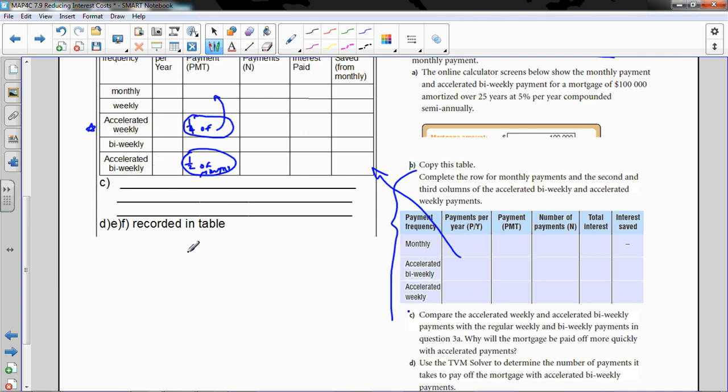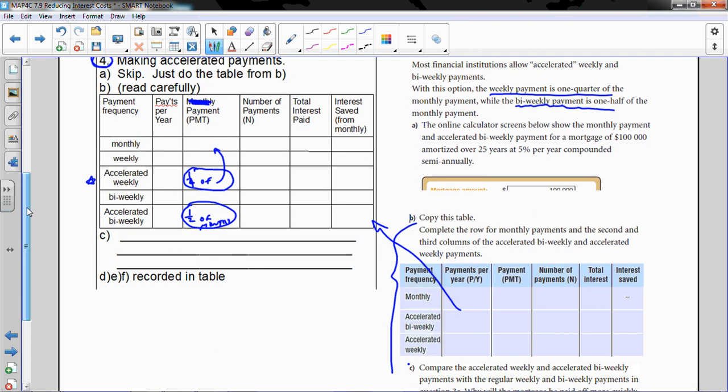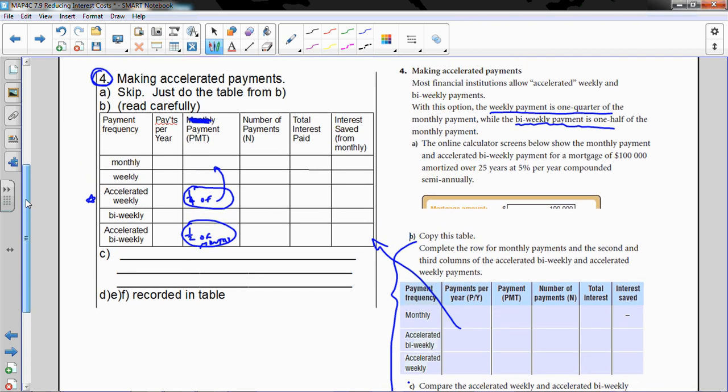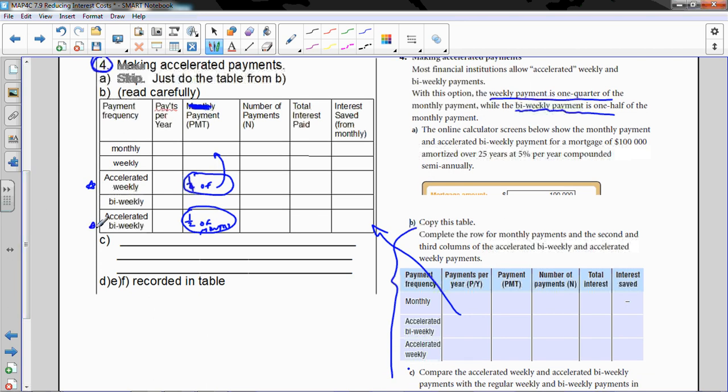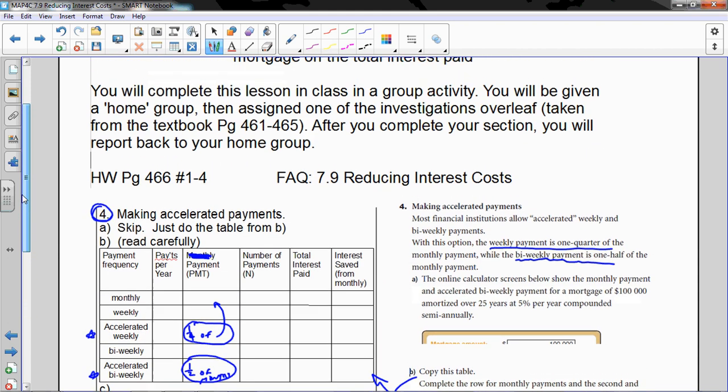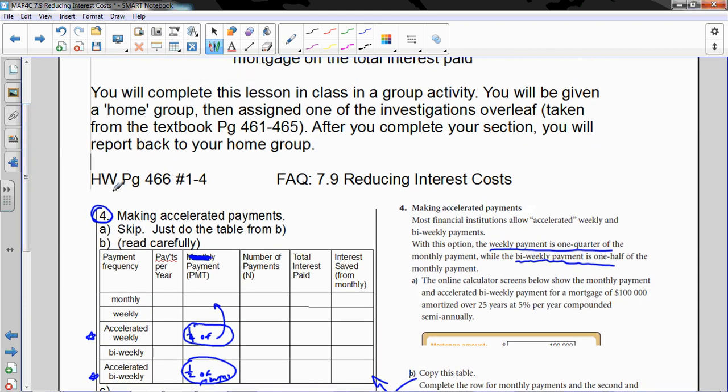So I would ask whoever's in group 4, you read very, very carefully so you can report back to your classmates about how this one works. It's the most frequent way to save money, by the way. So I'm not spoiling that too much, but it's quite surprising how much money you can save with accelerated weekly and accelerated biweekly. Remember to check your answers in the back, and then after you're done the investigation, this part should take probably about half an hour, I'd say.